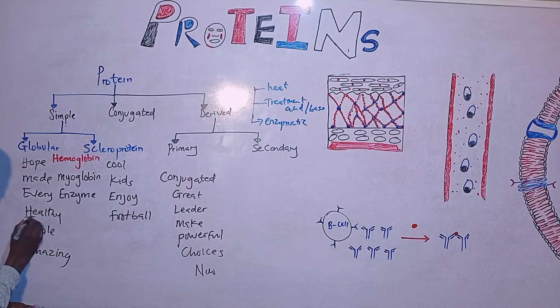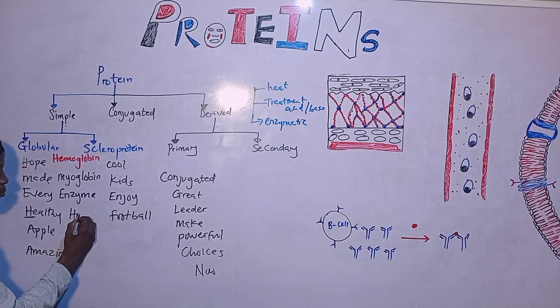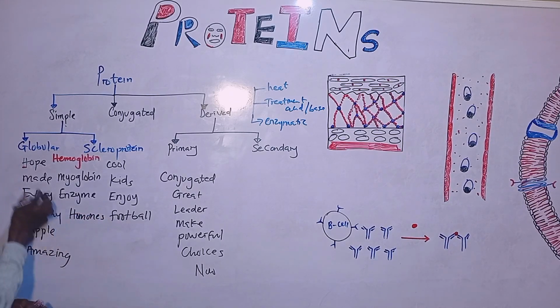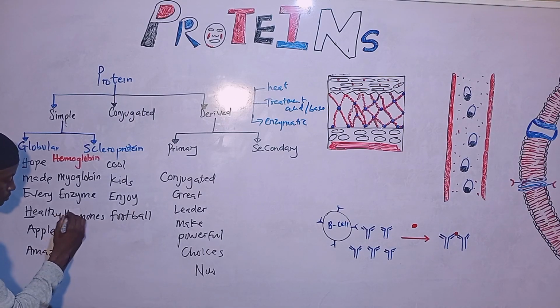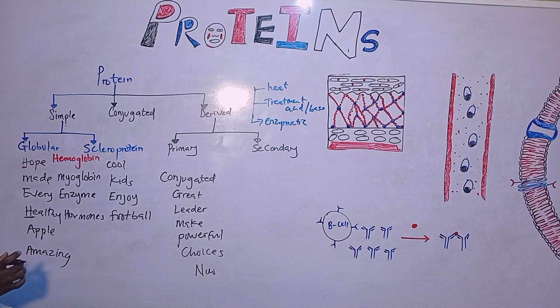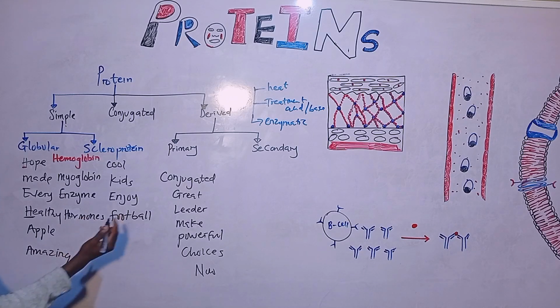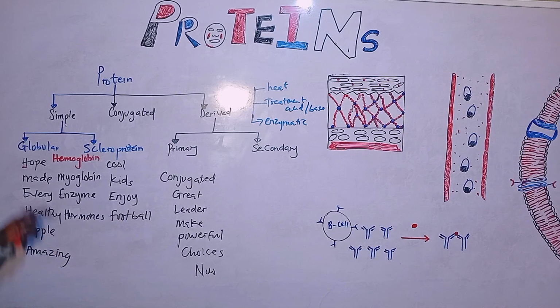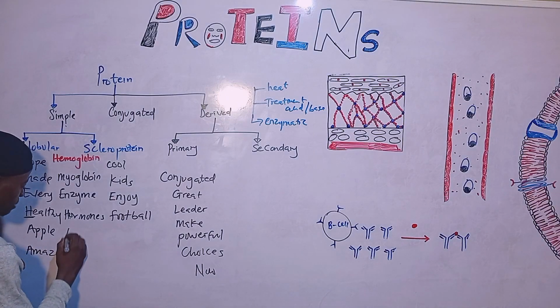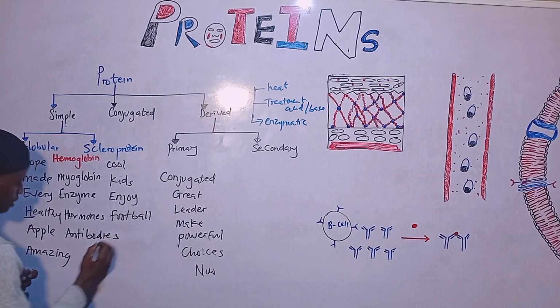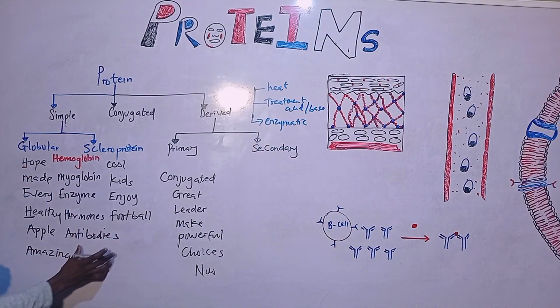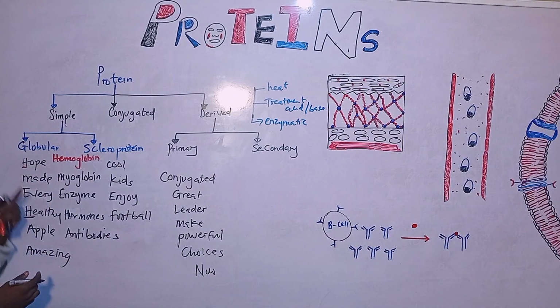Then we have LD, which stands for hormones. Some hormones also have a globular shape, for example insulin and glucagon. So hope made every LD apple. Apple in this case represents antibodies. They also have a globular shape. That's hope made every LD apple amazing.